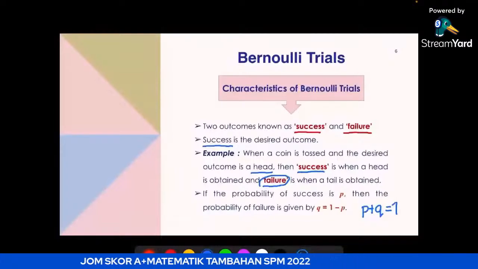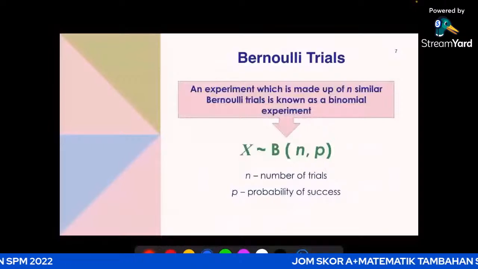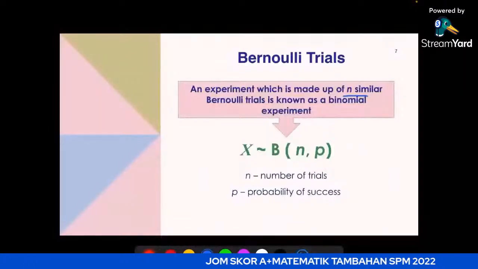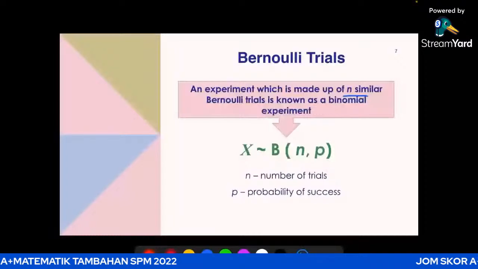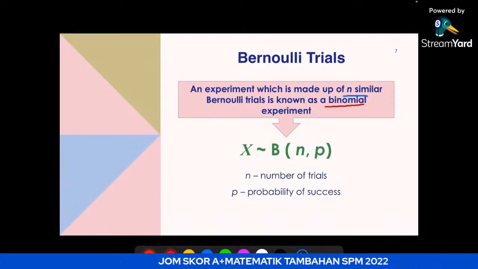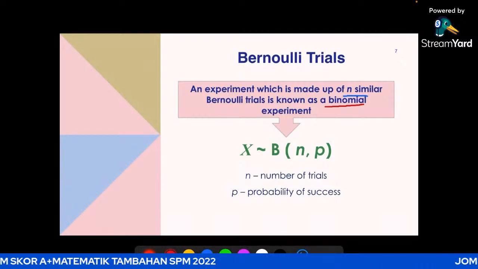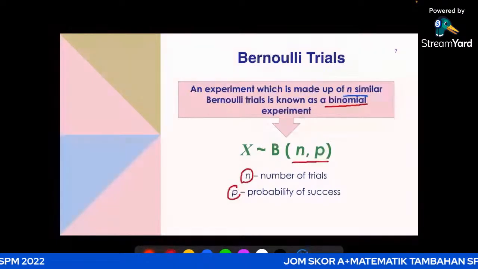Next. An experiment which is made up of n similar Bernoulli trials, kalau kita repeat doing the same thing, is known as the binomial experiment. So dia punya simbol yang inilah, X bertaburan binomial with the parameters n, p. n stands for number of trials, p stands for probability of success. Ini dia punya parameter for binomial.